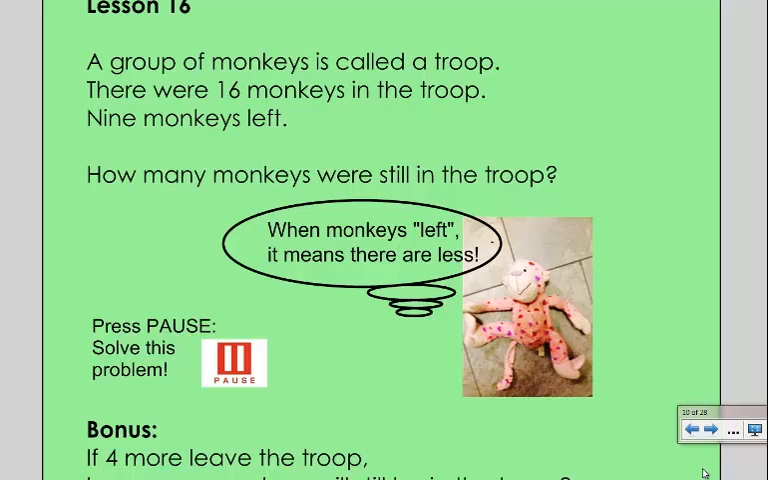Monkey is really looking at the word left, and when monkeys leave, that means there's less of them. When there's less of something, that means we're going to do subtraction. So right now, use the RDW problem-solving process and ask your teacher to press pause, and please try Monkey's problem.